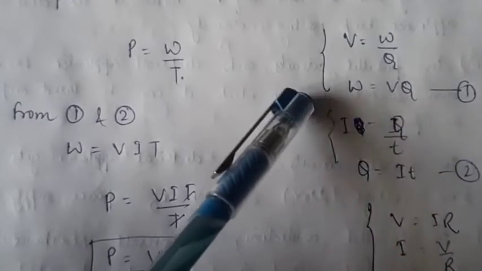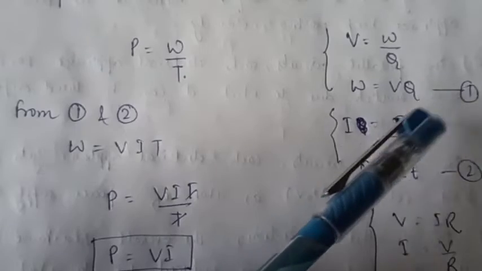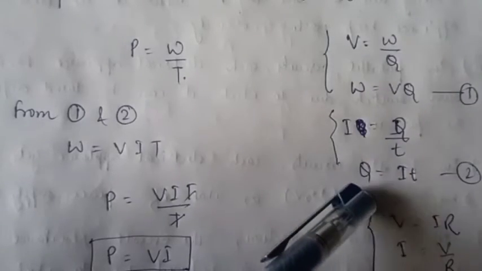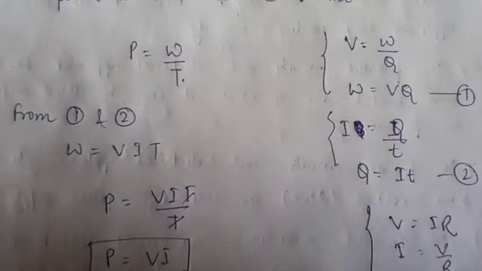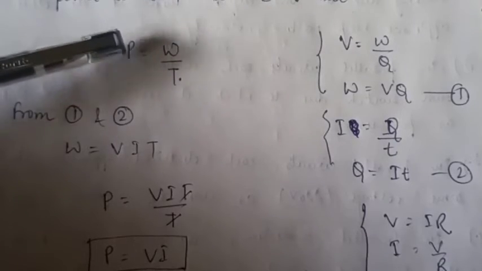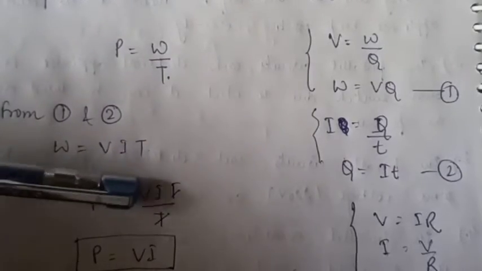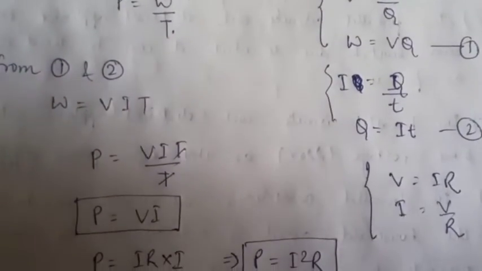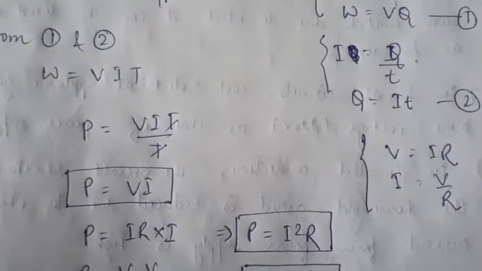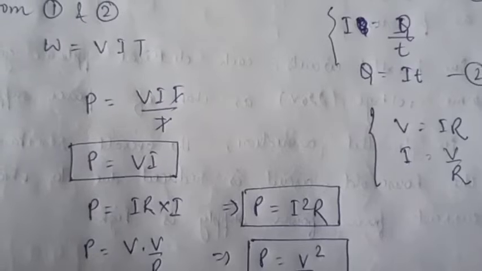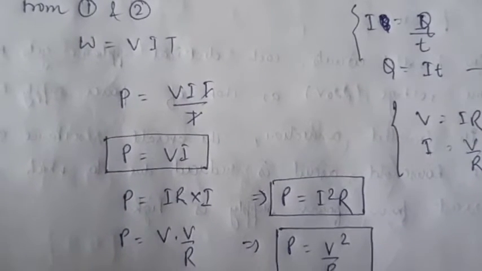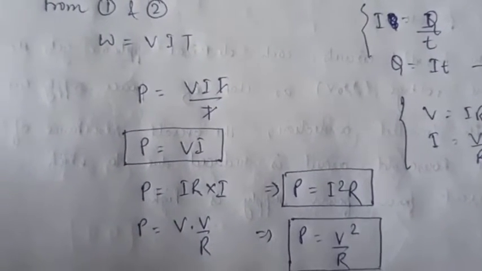Now Q is equal to IT and W is equal to V into Q. So if we replace Q by IT, we get W is equal to V, I and T. Now this becomes the formula for W. If we put this VIT here in this equation, then we get P is equal to VIT upon T, that is P is equal to VI. Now this P is equal to VI is nothing but the standard formula for power. The formula is P is equal to VI.